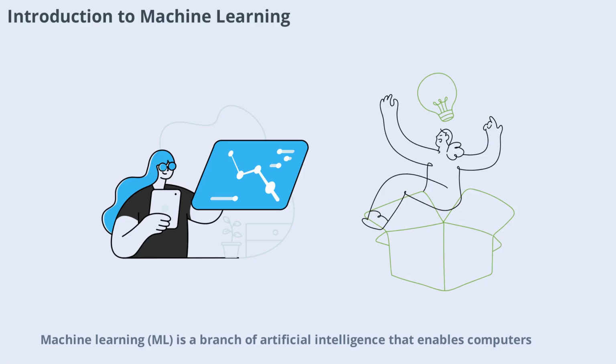Machine learning, ML, is a branch of artificial intelligence that enables computers to learn from data and make predictions or decisions without being explicitly programmed. ML is transforming industries by automating tasks, uncovering patterns, and providing actionable insights. In this section, we'll explore what machine learning is, its main types, and how it's applied in the real world.